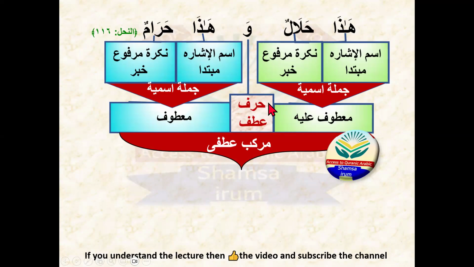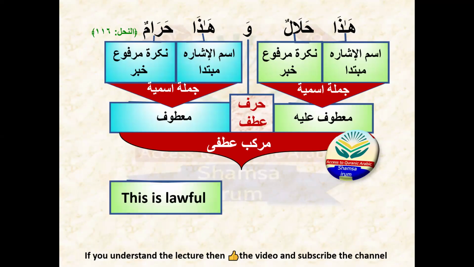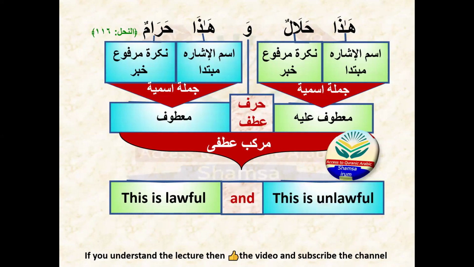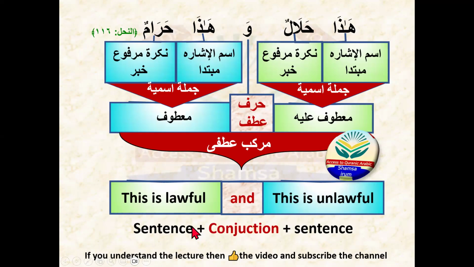A sentence is attached with a sentence. It can never happen that there is a sentence and a noun and they connect with each other through harful atf. No. The parts of speech should be the same. So let's move toward the translation now. This is lawful and this is unlawful. So it means "and" is connecting the whole sentence before and after it. Sentence plus conjunction plus sentence. A sentence is joined with a sentence by a conjunction in the middle.